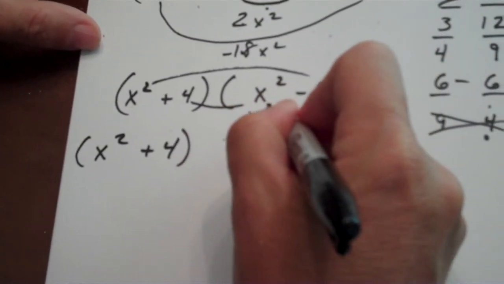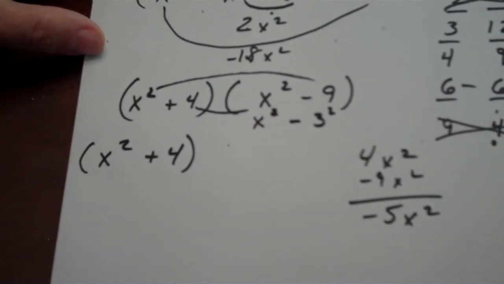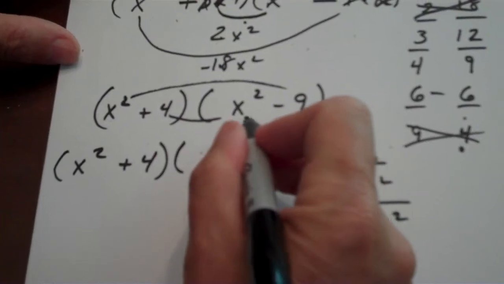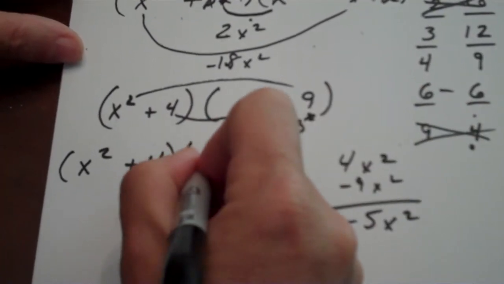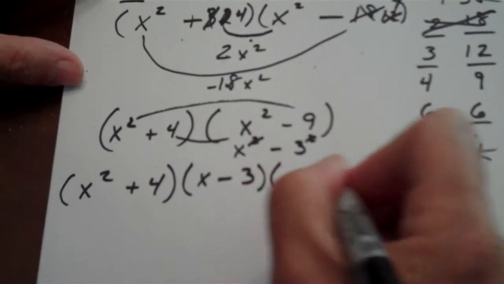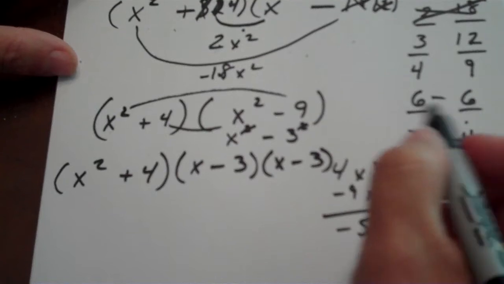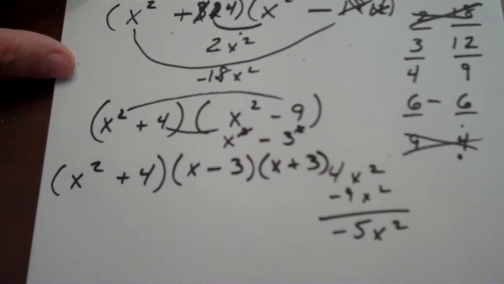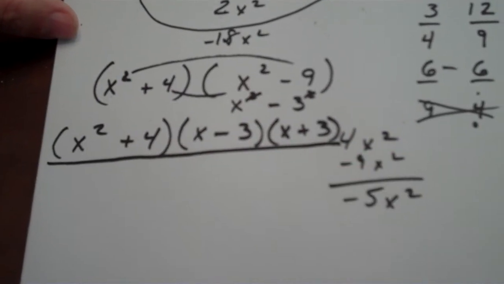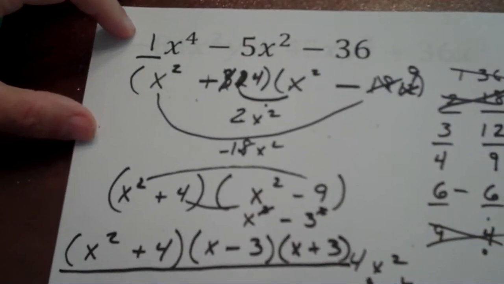Over here, however, this is x squared minus 3 squared. I can factor the difference of two squares, remember? So if I take off the squares, I have x minus 3. That's my first parenthesis. My next parenthesis is exactly the same as that, except you change the minus into a plus. And so this, therefore, would be my very original problem completely factored.